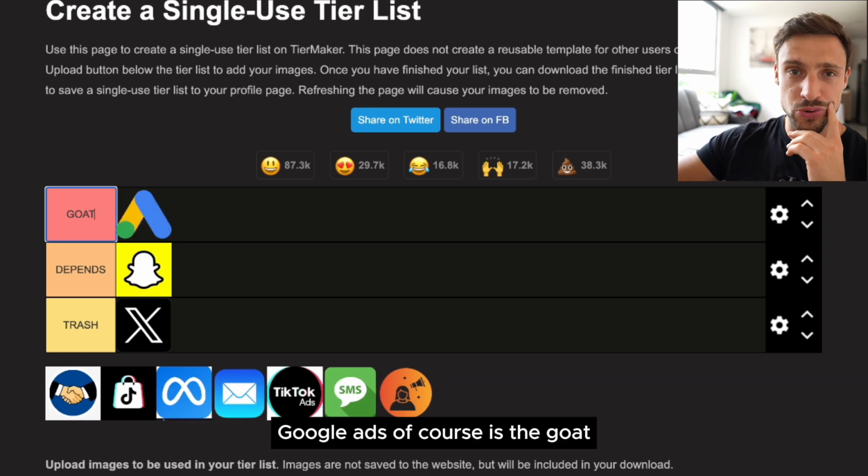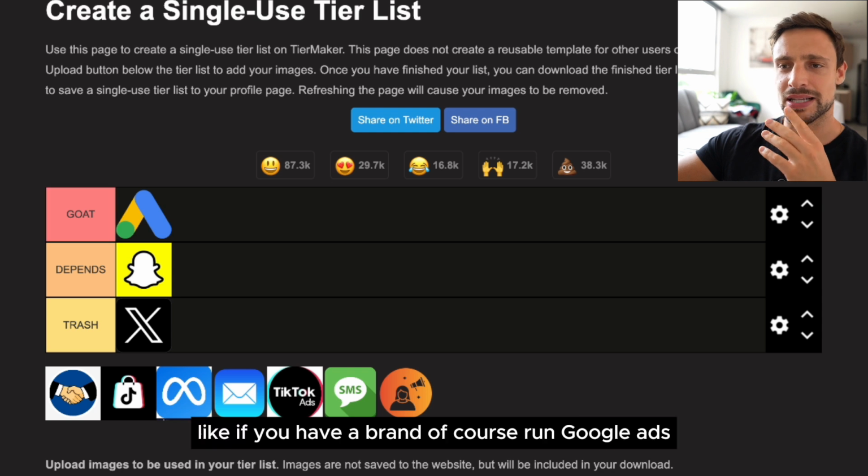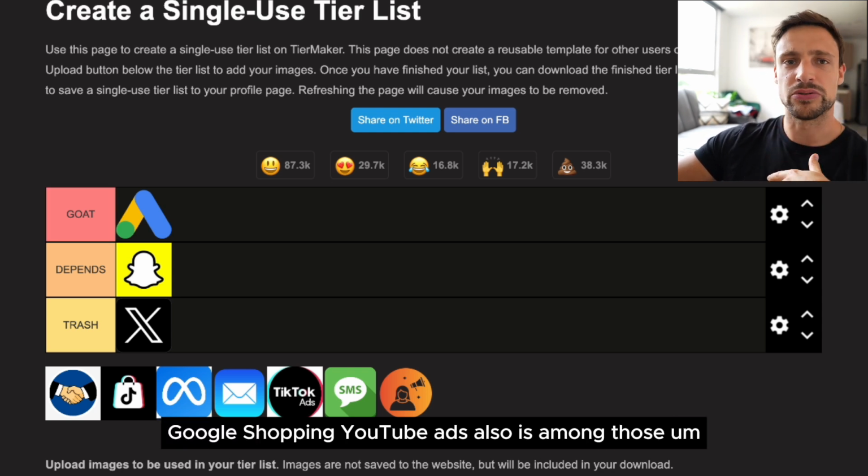Google Ads, of course, is the GOAT. I mean, why even talk about it? If you have a brand, of course, run Google Ads, Google Shopping, YouTube Ads also is among those.